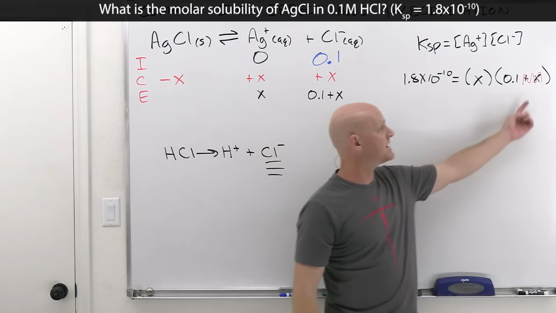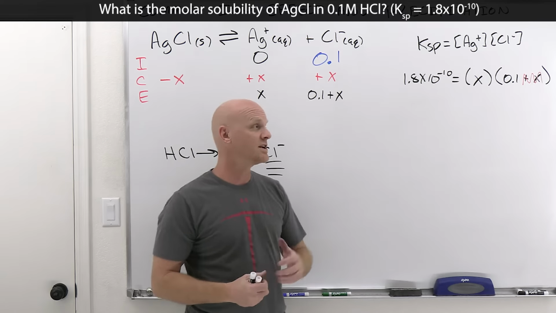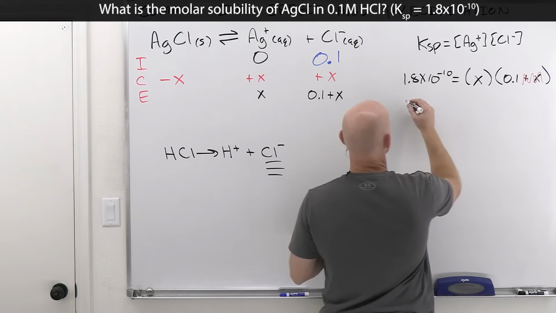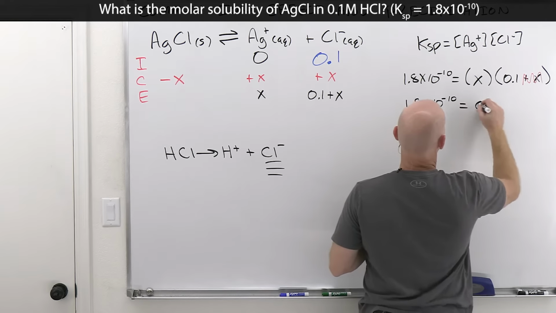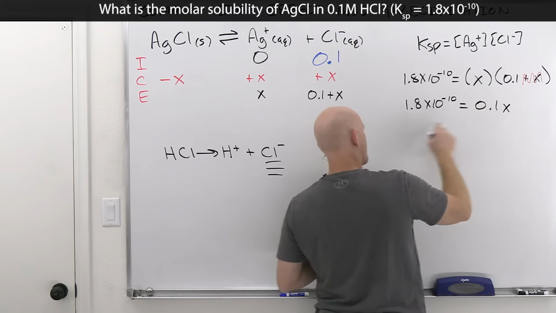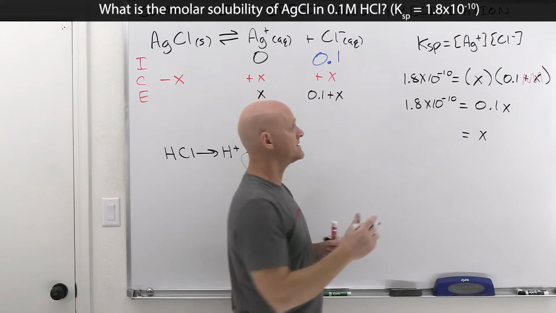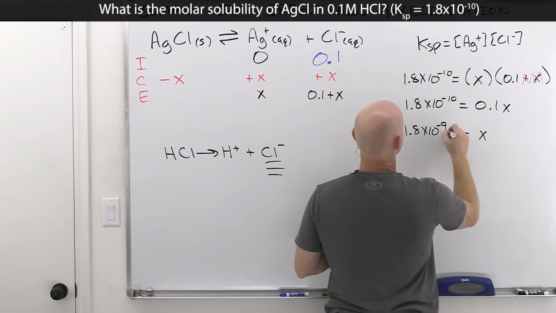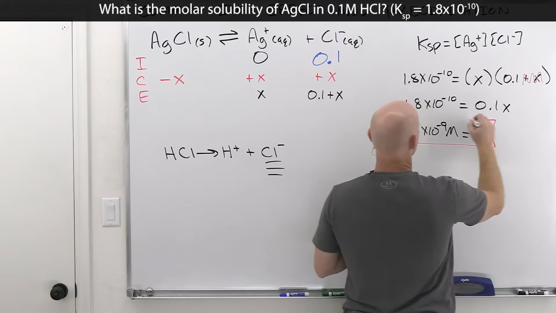And the key is, as long as it ends up being less than 5% of 0.1, then it was not statistically significant, and it shouldn't have a huge impact on us solving for x here. And so if we rewrite this, we're going to get 1.8 times 10 to the negative 10 is going to equal 0.1x. We'll divide both sides by 0.1. And dividing by 0.1 is the same thing as multiplying by 10, and so we can actually do the math pretty easily in our head here and get 1.8 times 10 to the negative 9 molar. And that is our new molar solubility.